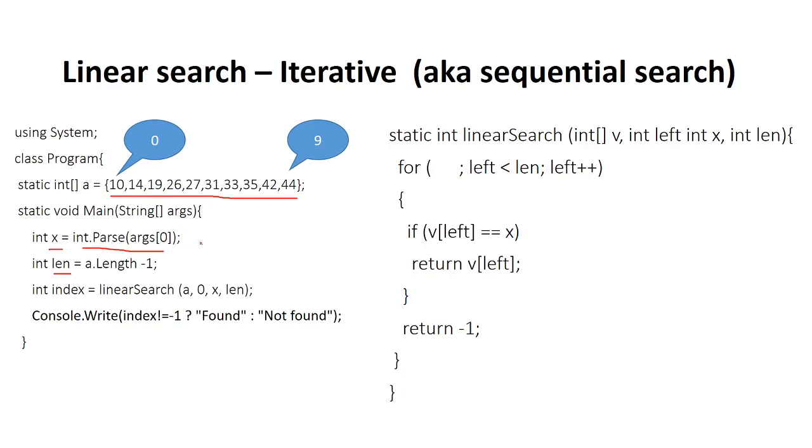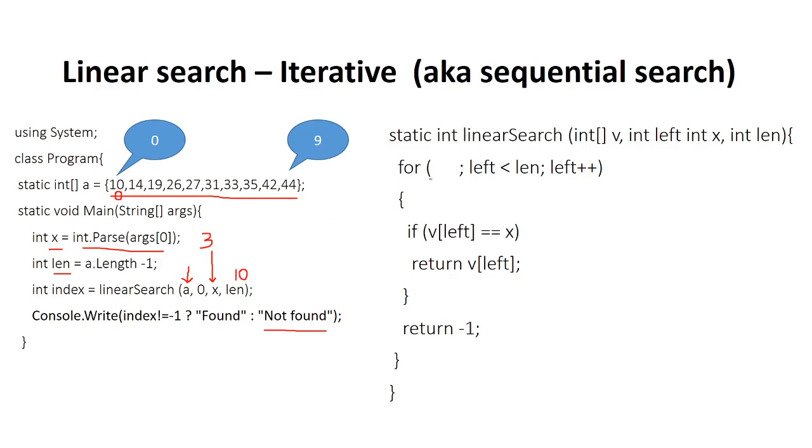So for example, if I pass the value 3, which is not available, I will get the message not found. So I call the search method, and this search method will take the array, this is my array, as a parameter. Then I'm passing the left value. The left value is 0, so I want to start from location 0. And this is the item that I'm searching for, that is 3. And the length of the array is 10. That is what I'm passing to this.